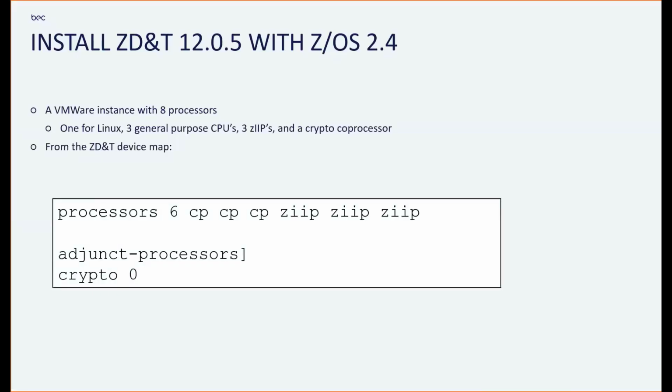ZD&T is a z/OS system running on x86 hardware on top of a Linux operating system, and it's a great platform for projects like this. So this was the device map for the ZD&T system we used. So on Linux, we required 8 processors, 1 for Linux itself, 3 general purpose CPUs, 3 zIIP processors, and a crypto processor. So this is what the device map will look like, and this is a ZD&T configuration file.